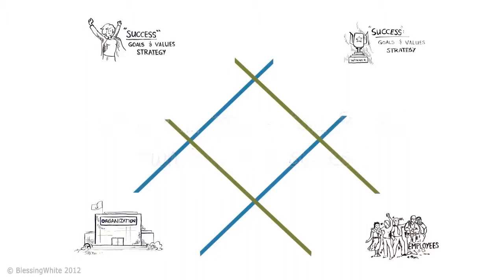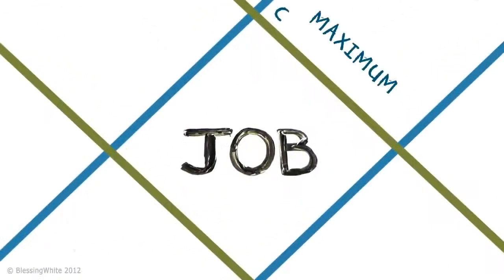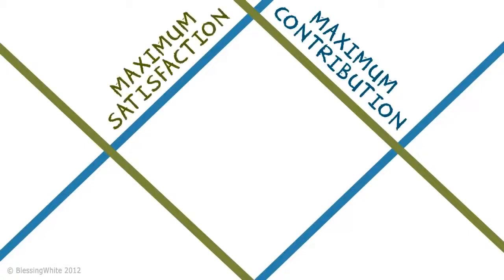So, the organization is pursuing its definition of success, and individuals are pursuing theirs. These two strategies intersect daily at a place we call the job. This is the point where what the organization needs employees to give and what employees want to get from the job come together. We define full engagement as the intersection of maximum contribution for the organization and maximum satisfaction for the individual. This is the apex in our model, a sustainable level of high performance that mutually benefits both parties.